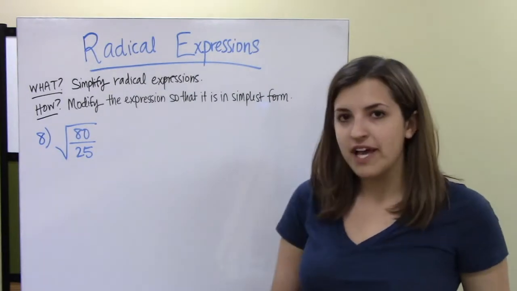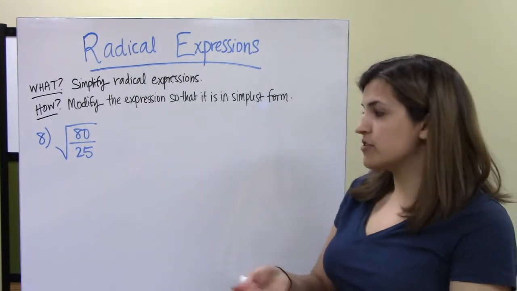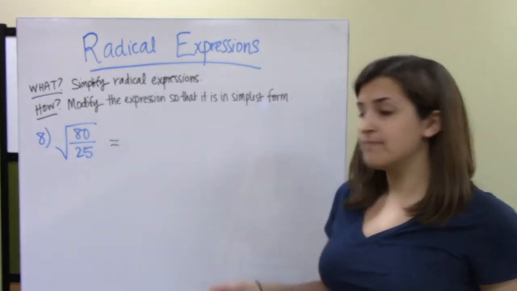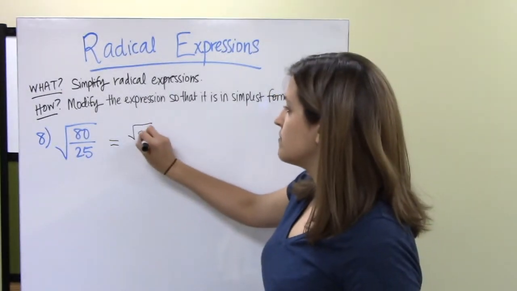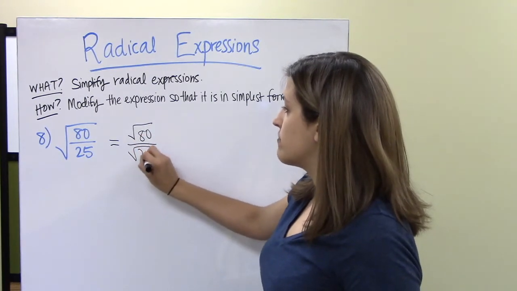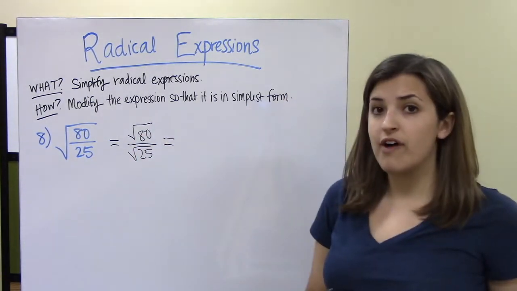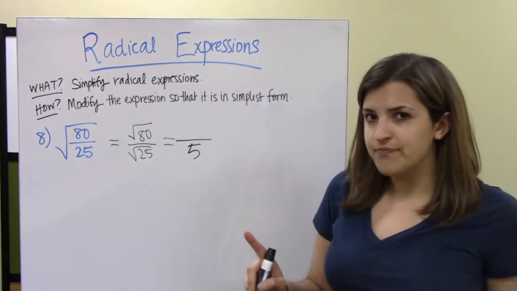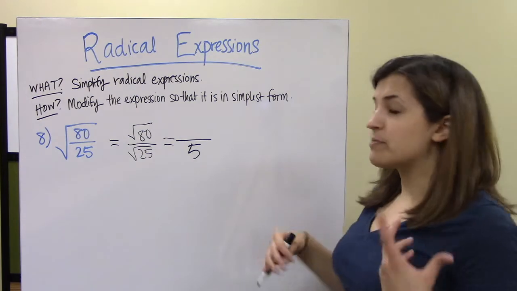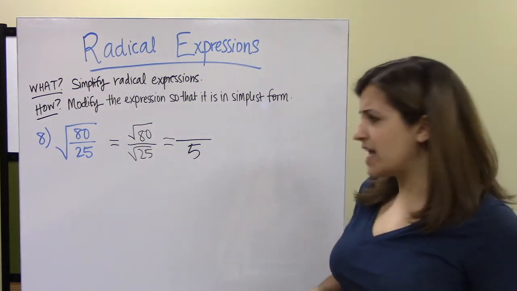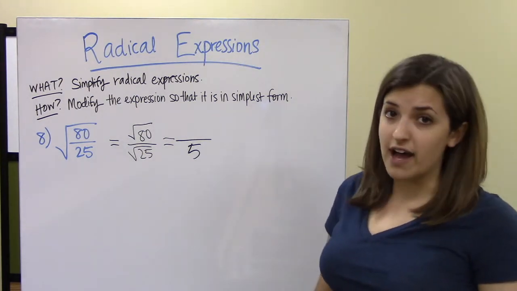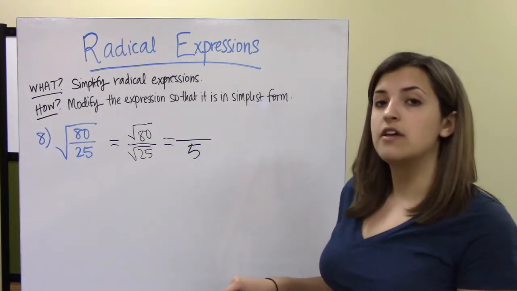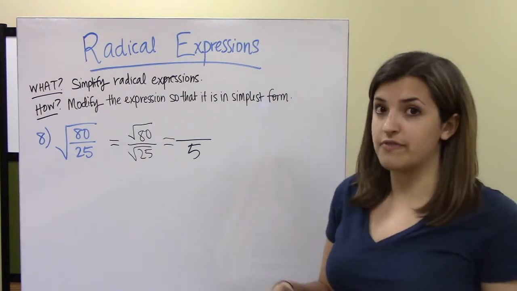All right, so in number 8, we have the square root of 80 over 25. Now we can use the quotient property right away. So we can split this up into the square root of 80 over the square root of 25. And the square root of 25 is 5. So we can make that our denominator. Square root of 80 is going to be something that we can break up. So let's think of 80 as 16 times 5. I know that might take a little bit of working with, but if you make a factor tree, you'll find out that you will get those factors.